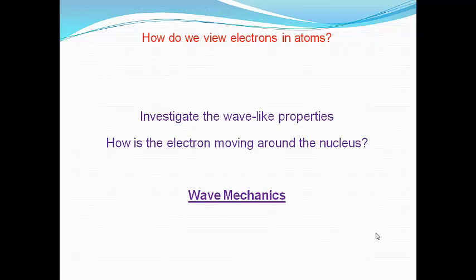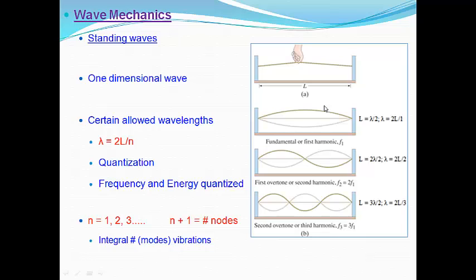And so we still are left with the question, how do we view electrons in atoms? Clearly we have to investigate the wave-like properties, and hopefully that will allow us to get a more definitive answer as to how the electron is moving around the nucleus. And what is going to help us do that is this concept of wave mechanics. Alright, so what is wave mechanics?